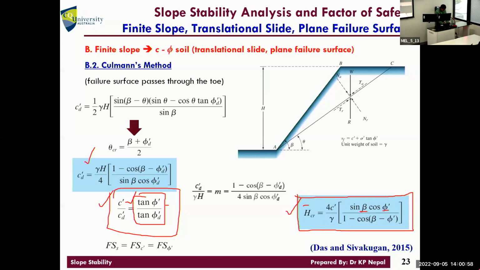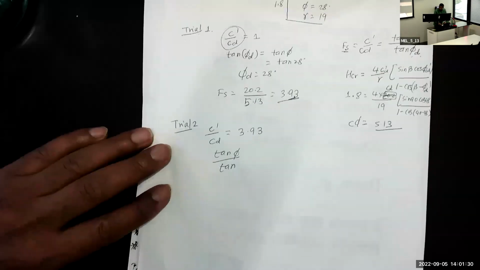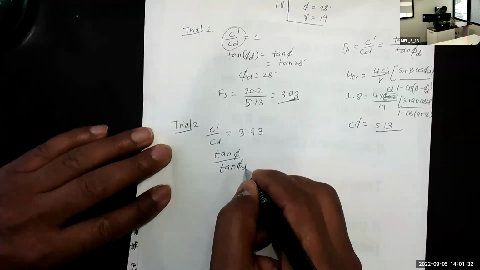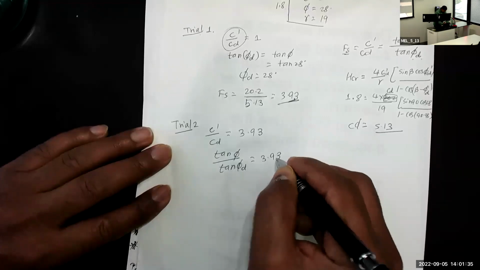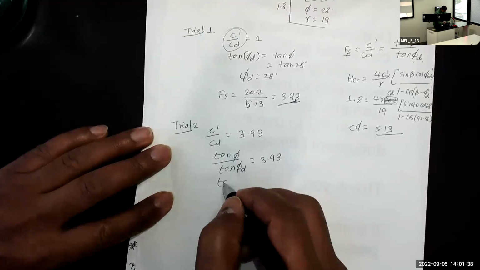So trial 2. Let's use this factor of safety, whatever we got. If I use factor of safety 3.93, can I calculate that now? C dash divided by CD equals what? 3.93. So it's tan phi over tan phi d, which must be the same, right? 3.93. So now can we calculate tan phi, tan 28?